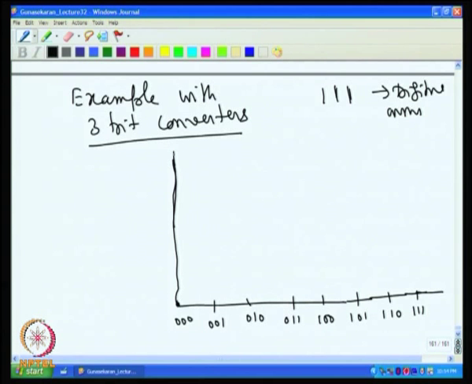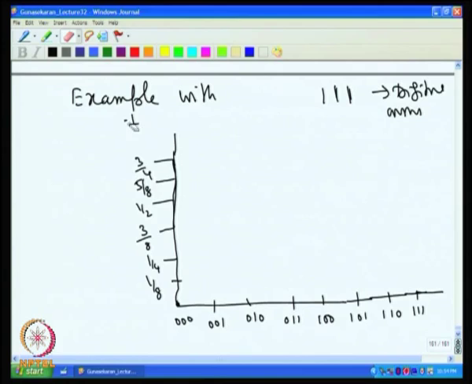Now, the corresponding output: 1 LSB will have 1 by 8th, then you have 2 by 8, that is 1 by 4, then we will have 3 by 8, then 4 by 8, then we have 5 by 8, then 6 by 8, that is 3 by 4, then we have 7 by 8, then full scale.